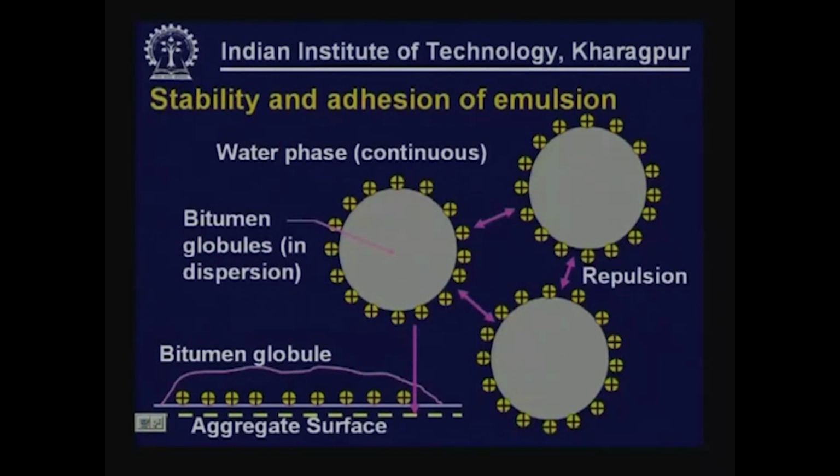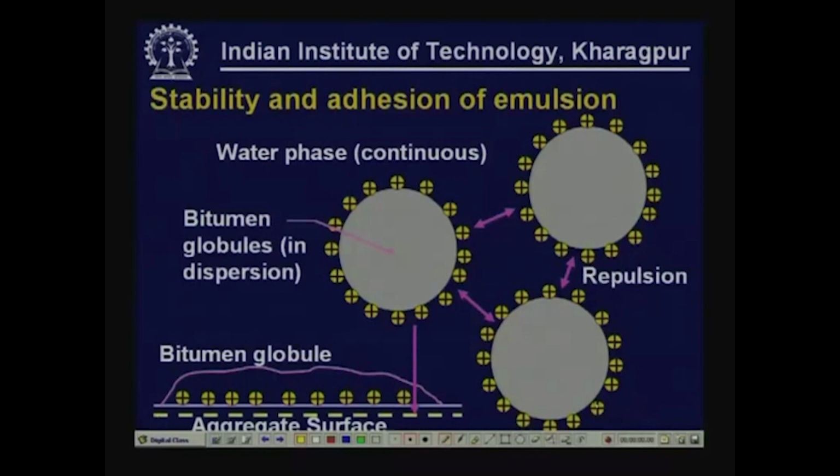Typically, the emulsion can be represented in a pictorial manner in this way. If the entire thing can be considered to be water phase, we have bitumen globules, although they are shown very large in an exaggerated manner here, and on these globules you have emulsifier adhering onto it and then providing charge. In this case, it has a positive charge. So, there is positive surface charge for all these bitumen globules.